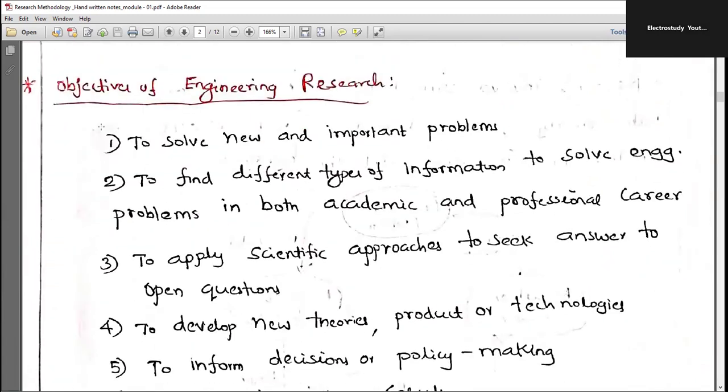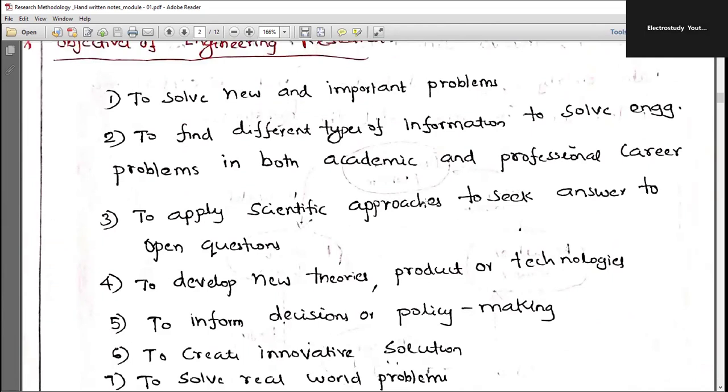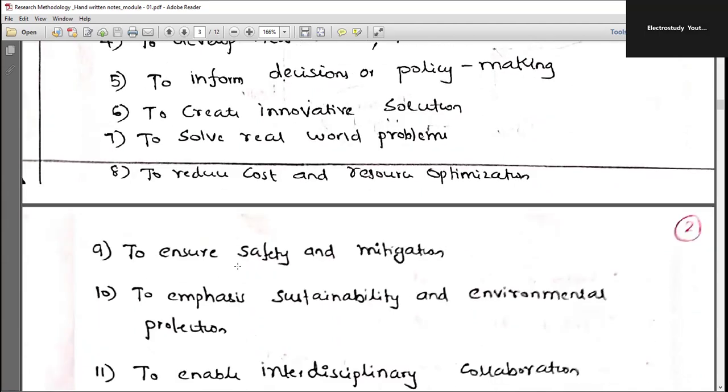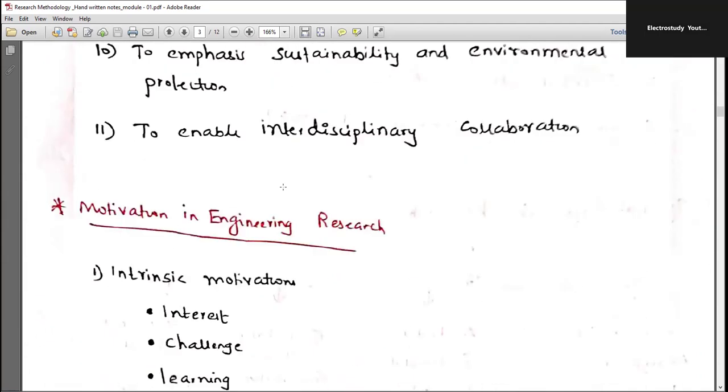Then objectives also you can mention: to solve new and important problems, to apply a scientific approach, to develop new theories, to inform decision and policy making, to create innovation, to solve real world problems, to reduce cost and for resource optimization. Like that you can mention.